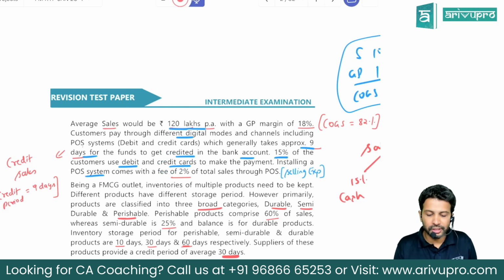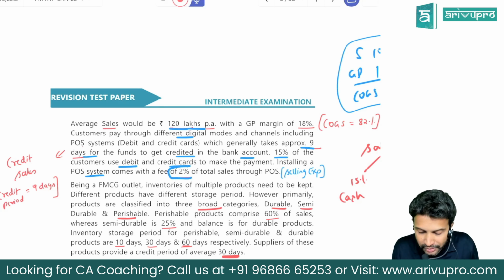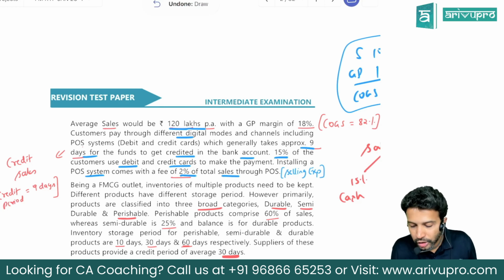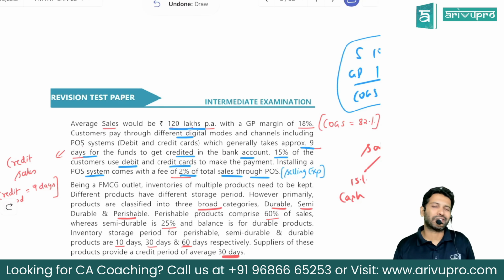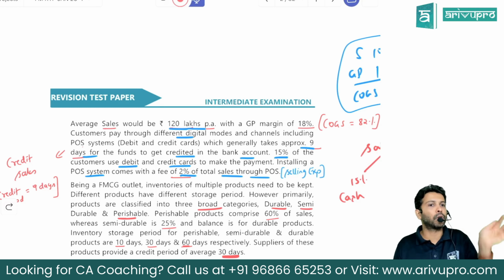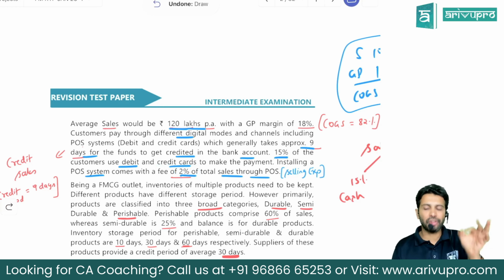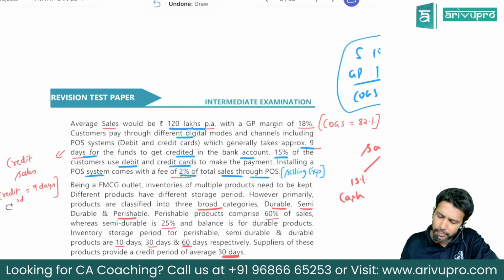Installing a POS system. Obviously, sir, for the debit and credit card system, we need that machine. To install that particular machinery, it will come with a fee of how much? 2% of total sales through POS. That means this is your selling expenditure. In order to make the customer pay through this card machine, we have to install that card machine. That will take how much? 2% of the sales. That is basically your selling expenditure. We'll keep that in mind.